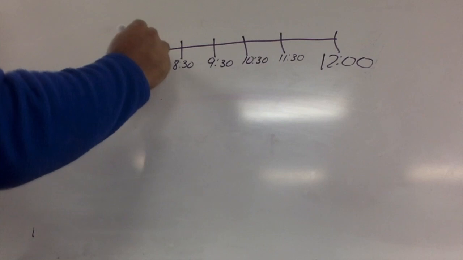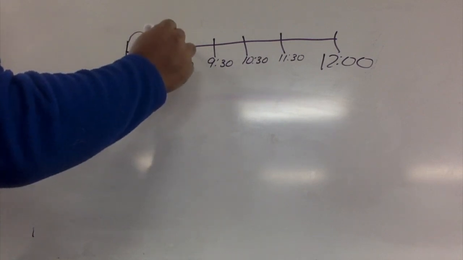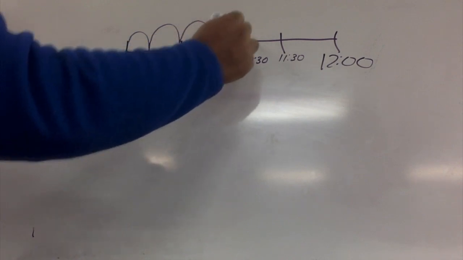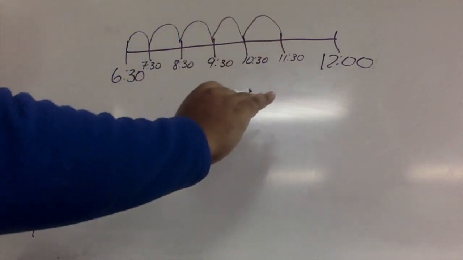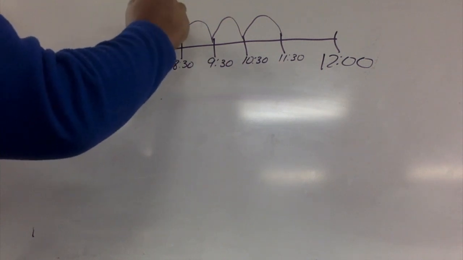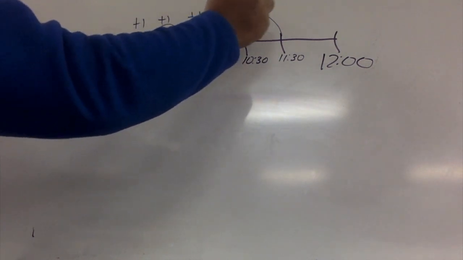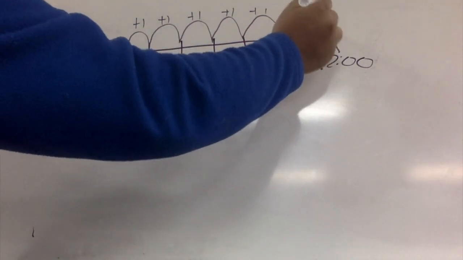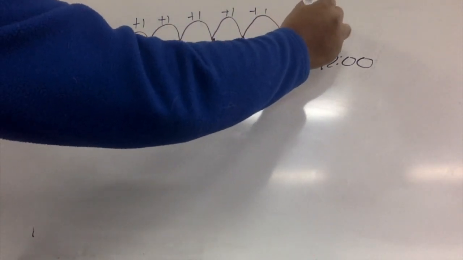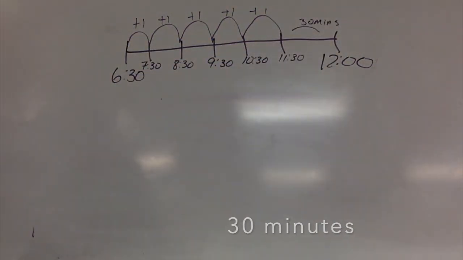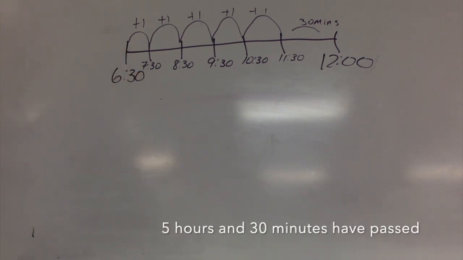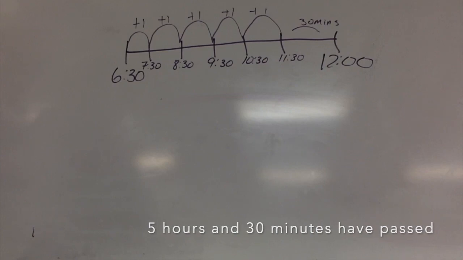Now let's count them. 1 hour, 2 hours, 3 hours, 4 hours, 5 hours. Let's stop there. So label them just so you don't forget. 5 hours plus this would be 30 minutes. Then on your elapsed time, you would say 5 hours and 30 minutes have passed.